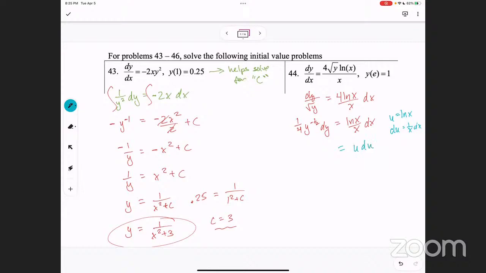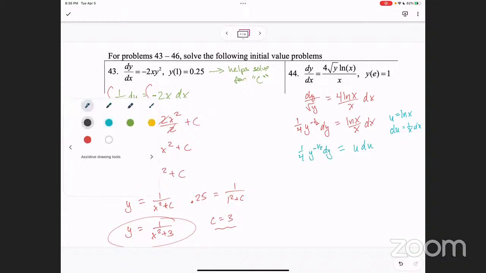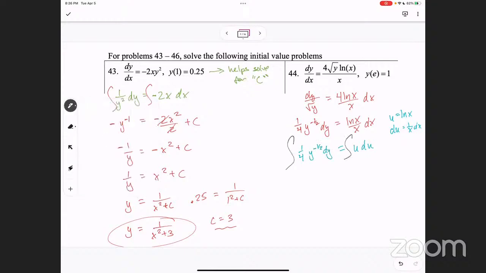Yeah. 1/4. And then do you just keep the 1/4? Yeah. So then you take an integral to cancel out the du on the other side. Perfect. So this is just going to be 1/2 u squared plus C.